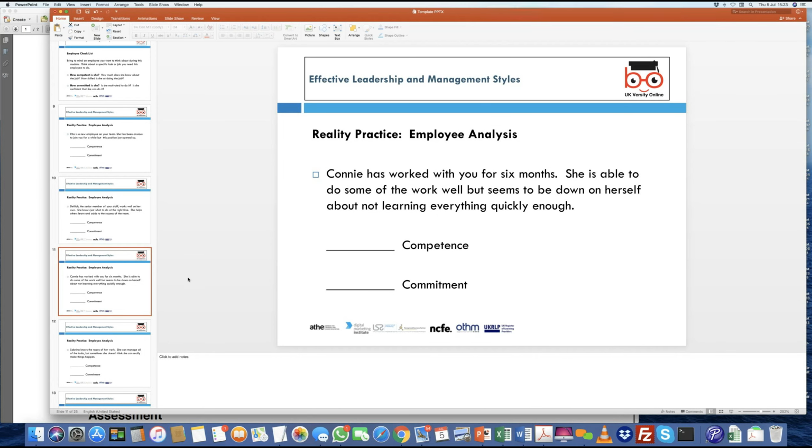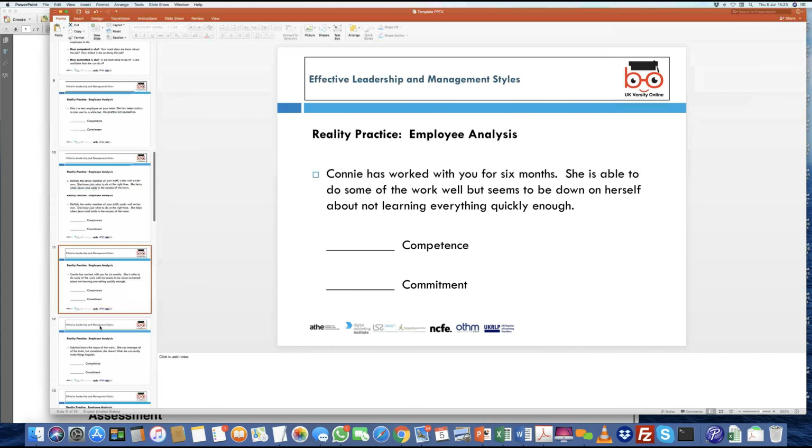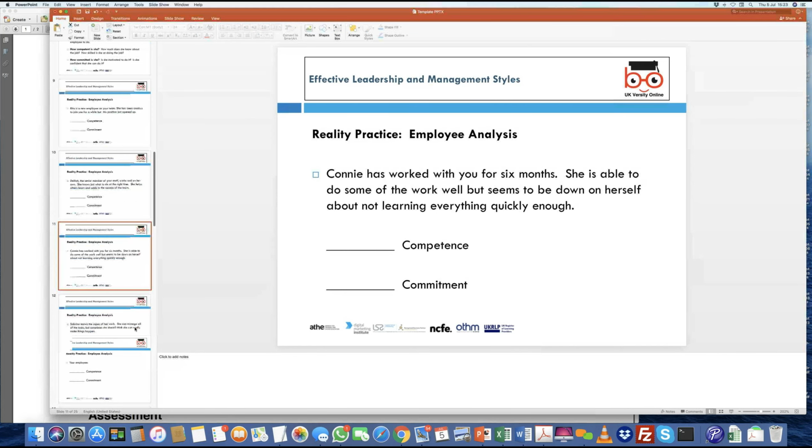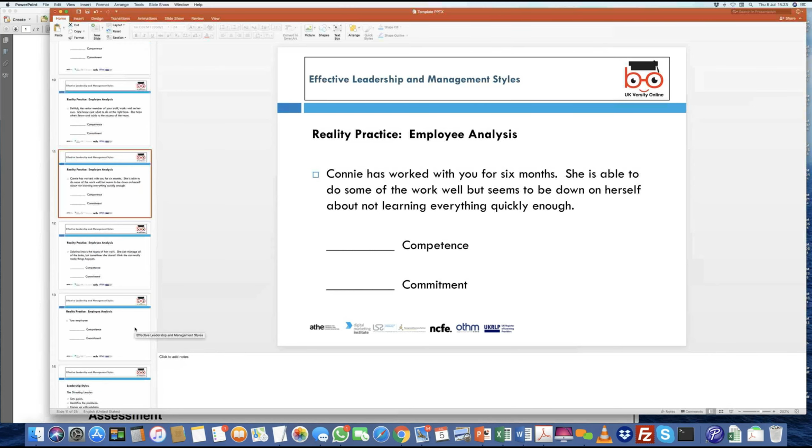Okay, you said she's worked for the company for about 6 months, and she's able to do some work well, but seems to be down on herself about not learning everything quickly enough. Now, the thing is, she's been in the system for like 6 months, and she's able to do some work well, which means she's excellent in some particular task. However, she's failing in some other part.